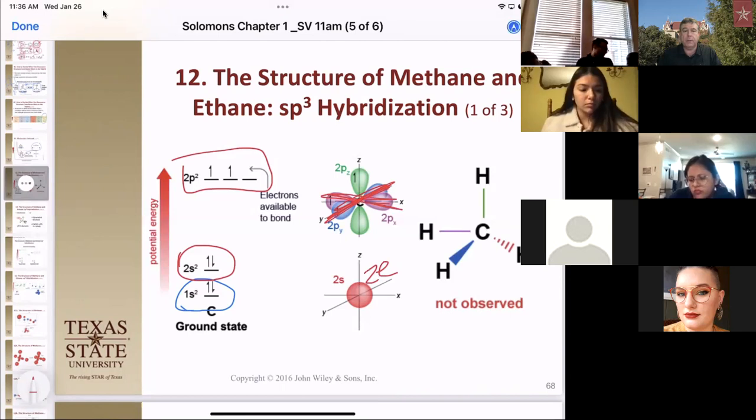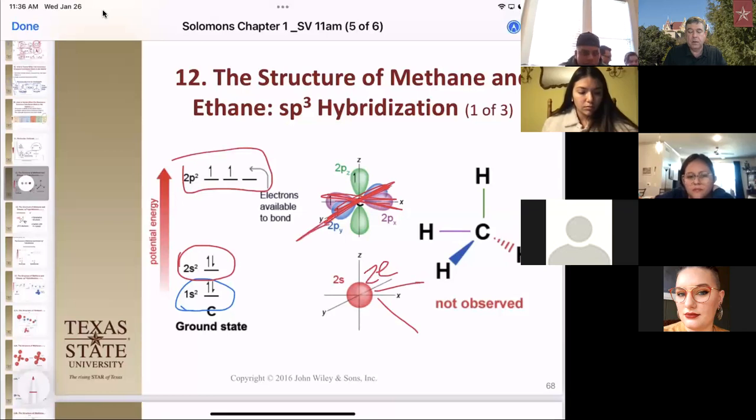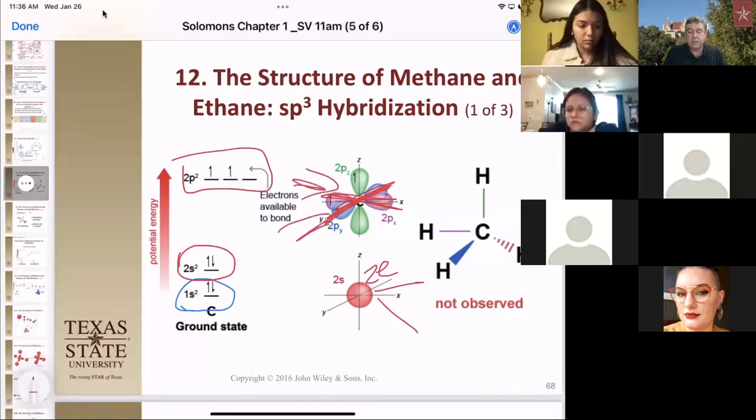So how are we going to get 4 bonds there? Well, we can bond twice to this. We can share those 2 electrons in the spherical one, but then we have to share the other two in these p orbitals here. And it's going to be really weirdly shaped. It's not going to be evenly shaped. This is going to be the X, this is going to be the Y, this is going to be the Z, and this has to shoot off at some weird angle. Okay, but we don't see that.